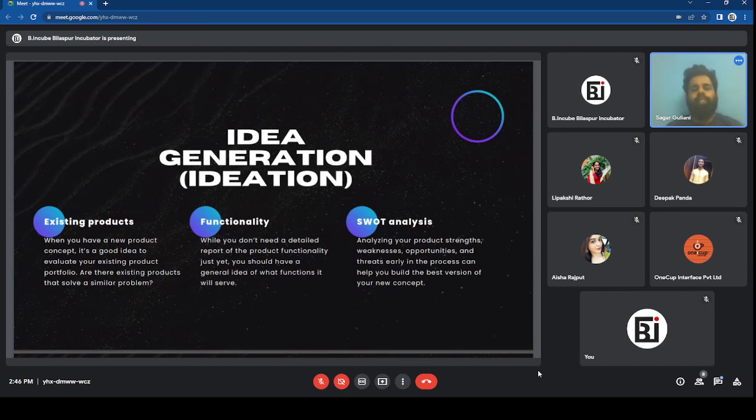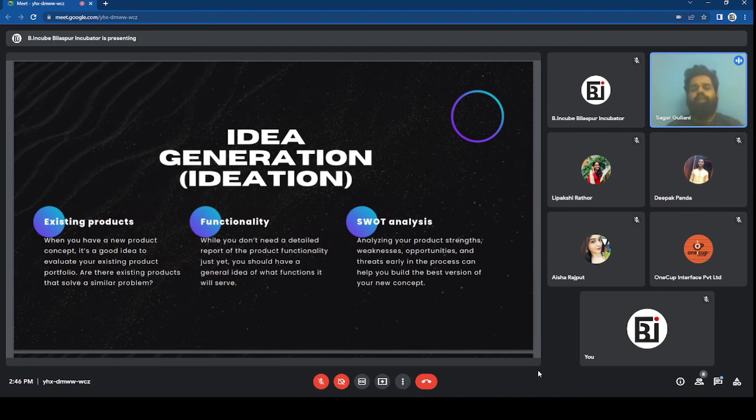After that, functionality will be there. While you don't need a detailed report of the product functionality yet, you should have a general idea of what functions it will serve, right? In the initial segment, if we are talking about a car, we can say that we will add AC into it, we will make it smoother, the mileage would be high. But initially, the core segment is that it should run on wheels, right?